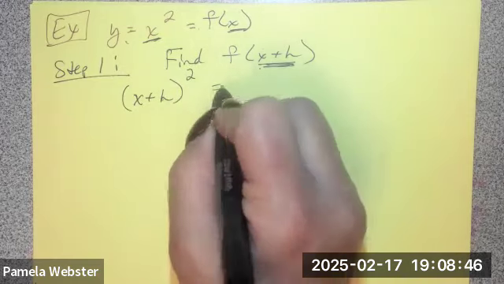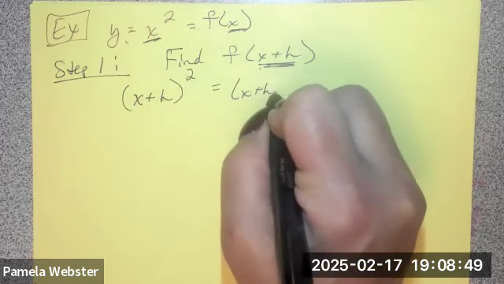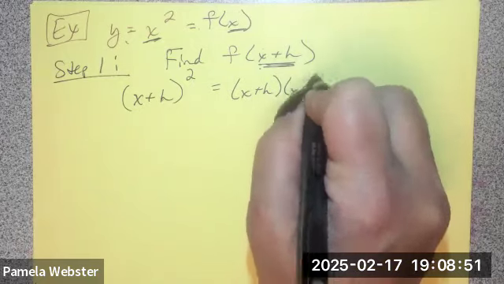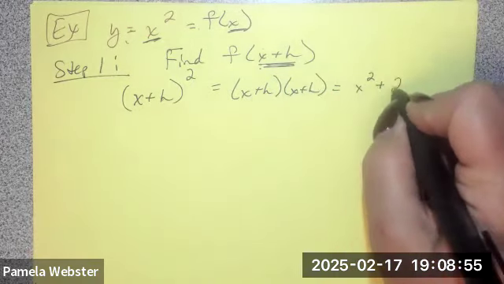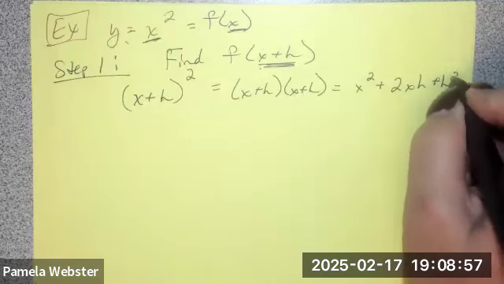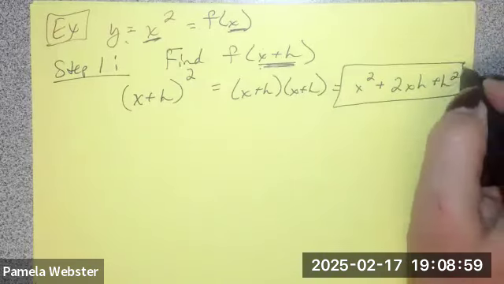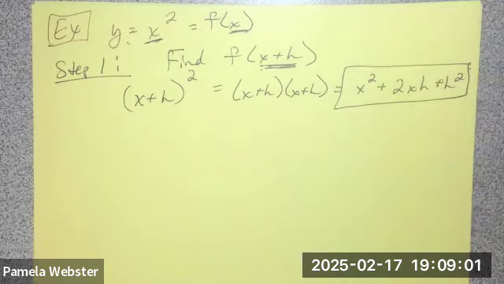Hey, we did this one a little while ago. X plus h times x plus h. And if you don't remember, work it out. I remember, so I'm going to skip a little bit ahead. Anytime I have x plus h squared, I get x squared plus 2xh plus h squared. Okay, so that's my step 1.